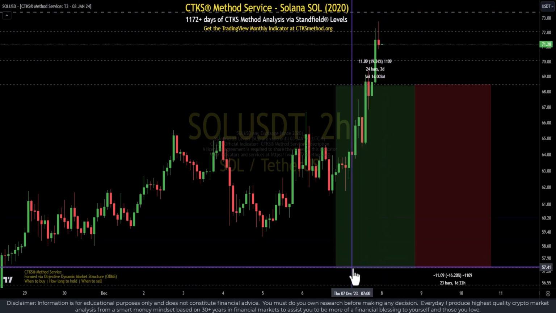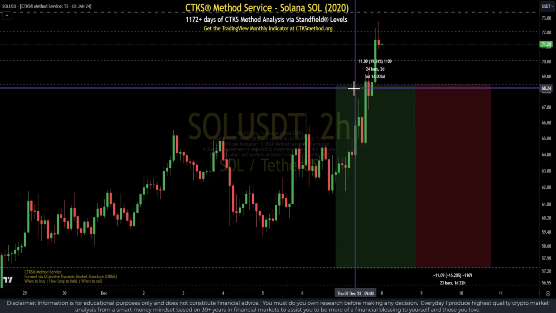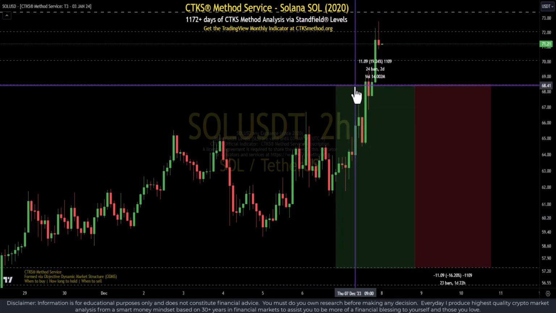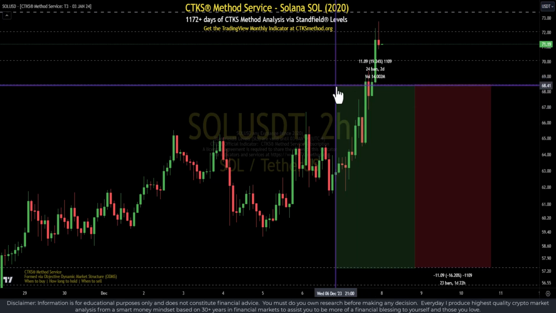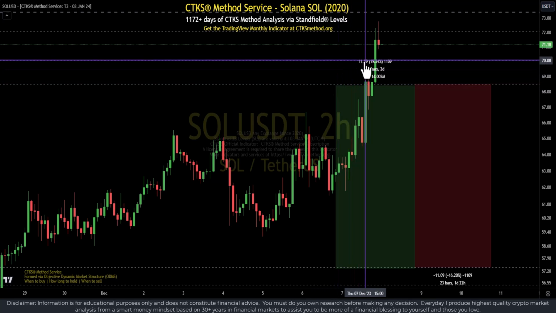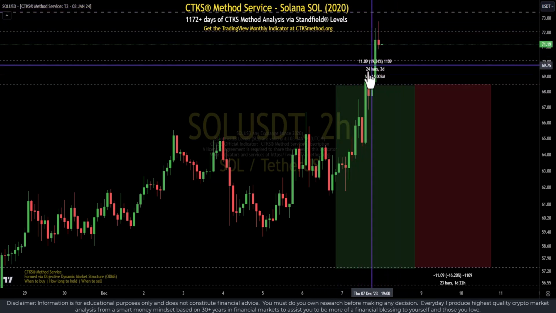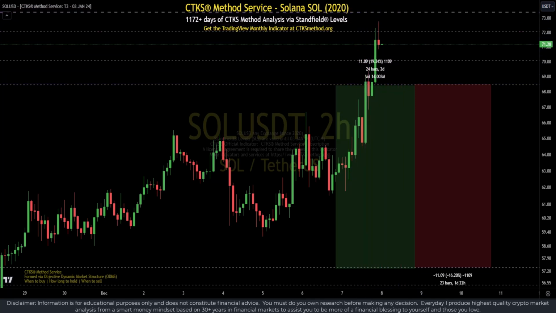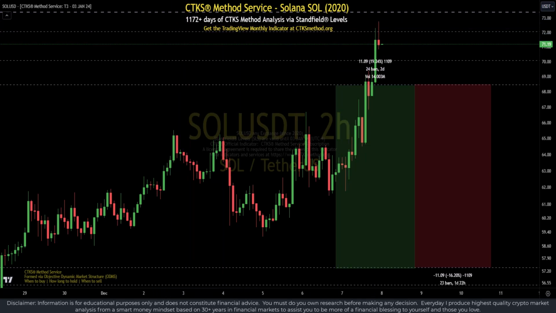When we look at the CTKS method markup of Solana, we can see that there's a fresh air gap. It was a positive fresh air gap of more than 19.34%. That's fantastic. And then we came into structural resistance at 68.41, 70.08, and up further, increasing levels of resistance. And this resistance is not recent indicative price resistance. It's resistance from nearly 1,200 days of data.